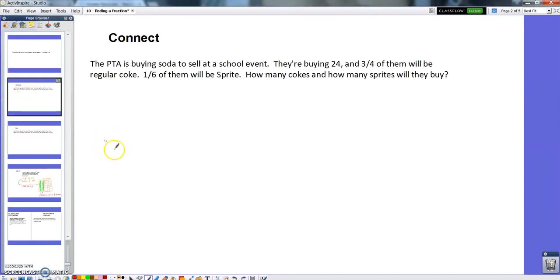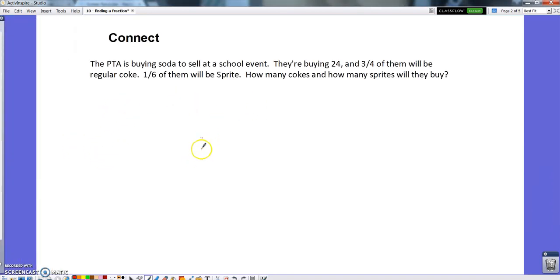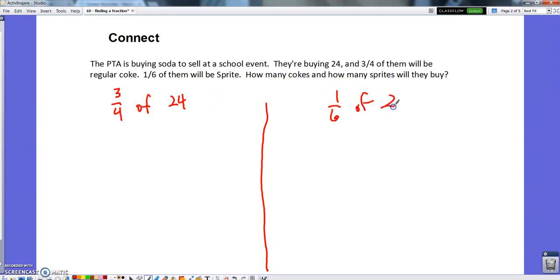Here was our I do yesterday. Let me just quickly remind you how I did that. PTA is buying soda to sell at a school event. They're buying 24, and 3/4 of them will be regular Coke. 1/6 will be Sprite. How many Cokes and how many Sprites will they buy? And so I was looking for 3/4 of 24 for the Coke and 1/6 of 24 for the Sprite.